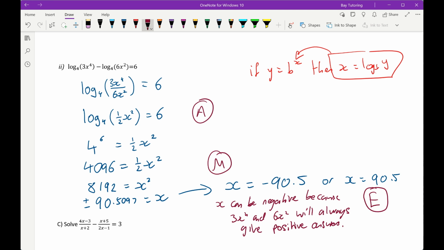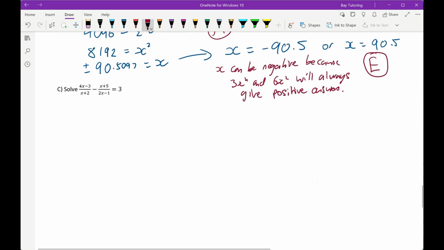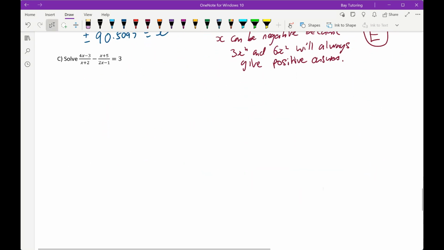Or if, when you square rooted it, you just got 90.5 with no other explanation, that would also be a merit. That full answer is an excellence. Okay, on to question C.